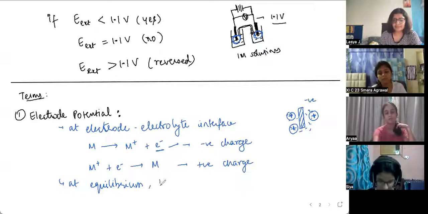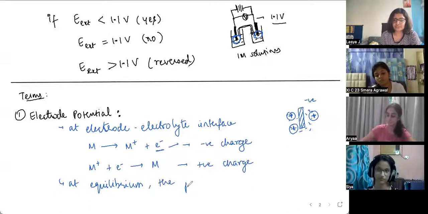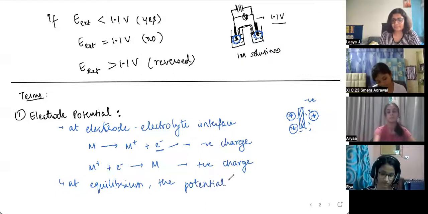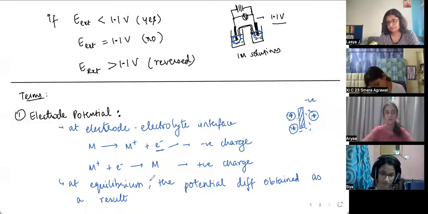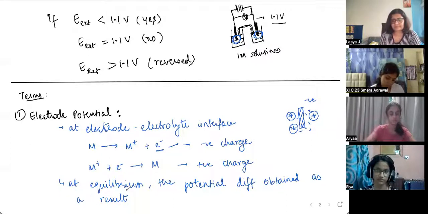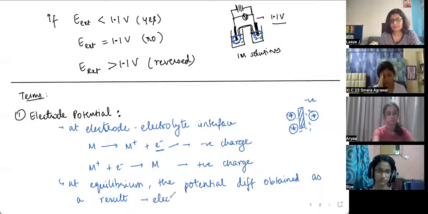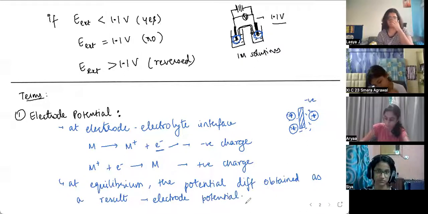So at equilibrium, it is the potential difference that you get because of the charge being deposited. In terms of observation, what you would see at equilibrium is that however much of the metal is getting reduced, the same amount of deposition is happening on the other electrode. This is electrode potential. Okay. Now, this can occur at any point of time.